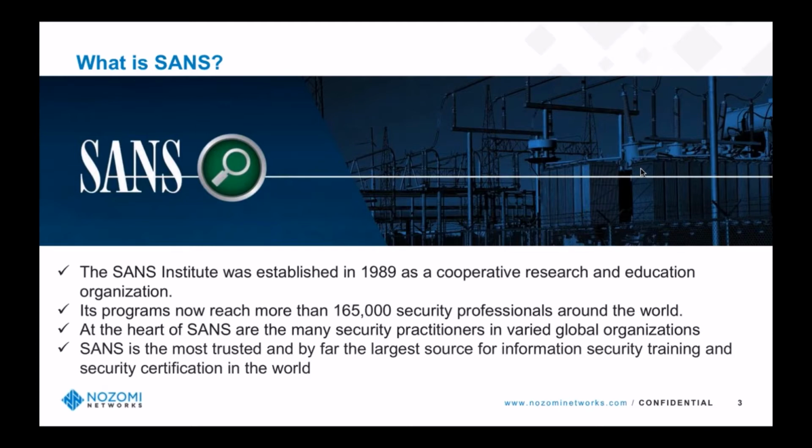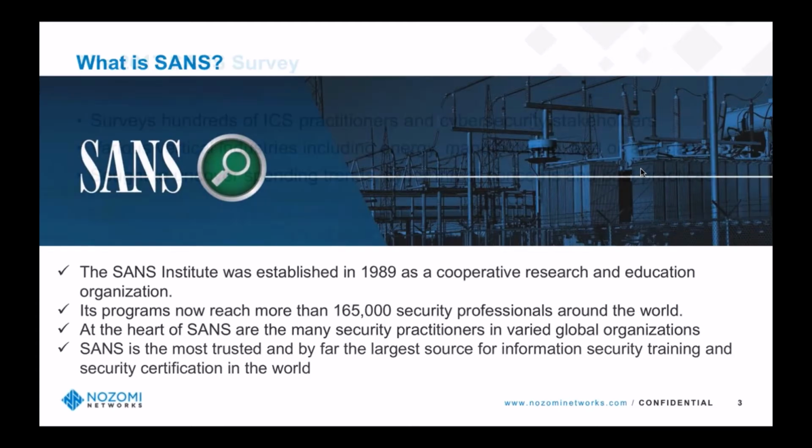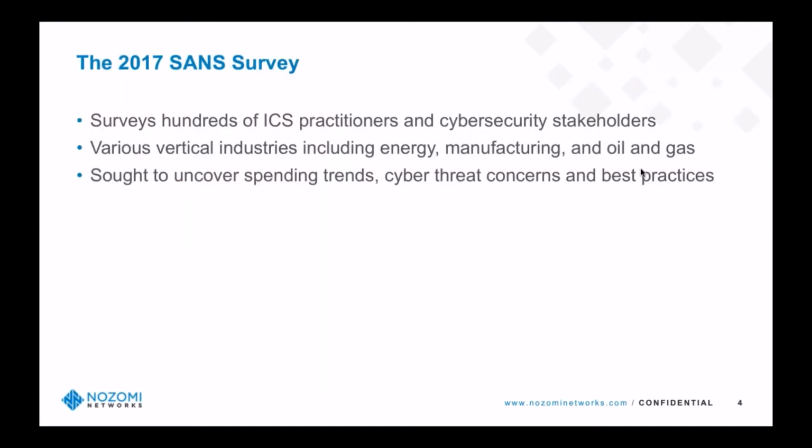At the heart of SANS, there are many security practitioners in very global organizations and verticals, ranging from oil and gas, industrial automation, transportation, and certainly power distribution and control, or smart grid, if you will. And SANS is by far the largest and most trusted source of information regarding security training and security certification in the world. So they definitely have a great reputation behind them, and that speaks to the next topic: how do they obtain this information, and what information was gathered in the 2017 SANS survey.